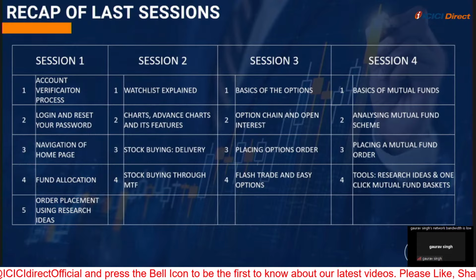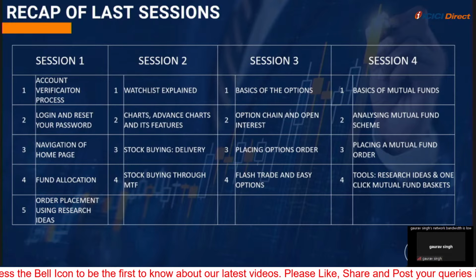Then in session 3, we started with options, in which we covered option chain. How do you look at option chain on the app? How do you place an order from the option chain? And how exactly flash trade works, which is basically an entry exit market feature in our app, where you can just basis the current CMP, you can get into the market. Right. In session 4, we covered basics of mutual fund.